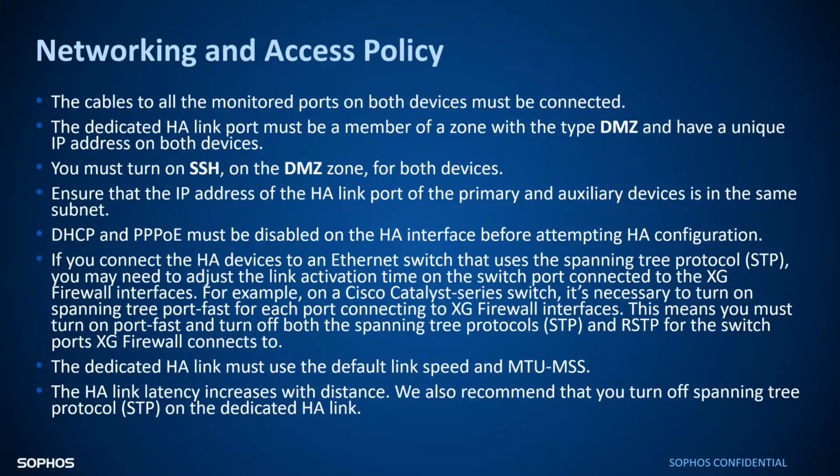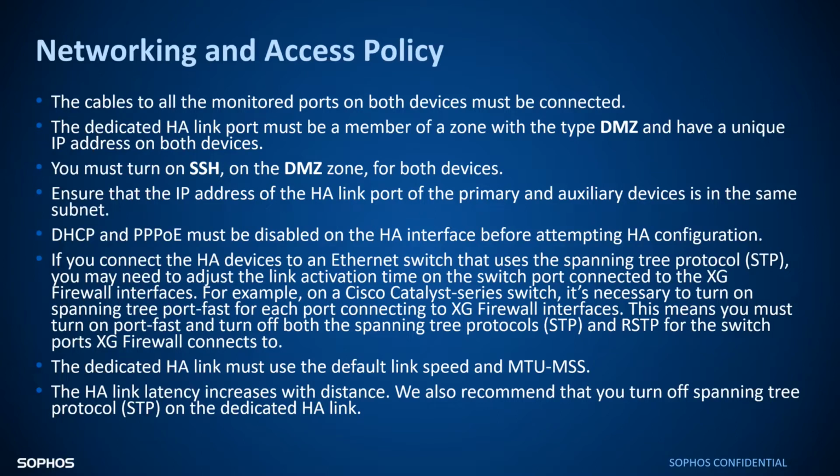Going over the networking and access policy real quick, and I'll leave this on screen for a second. You can quickly scan through it. There's a couple things on here that I really want to point out, and I have them bold on here. First off, make sure all the cables that are going to be monitored for those ports are connected on both devices. So you can't leave the HA unit unplugged from the LAN, WAN, and any other place that it is going to be connected for a monitored device on there.